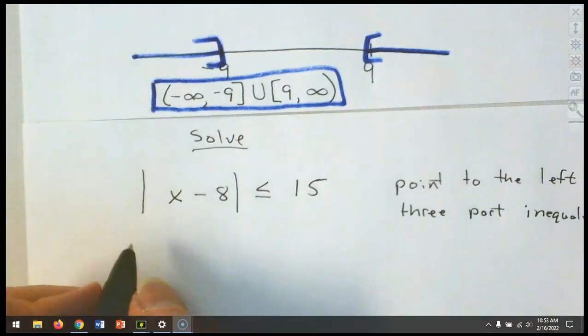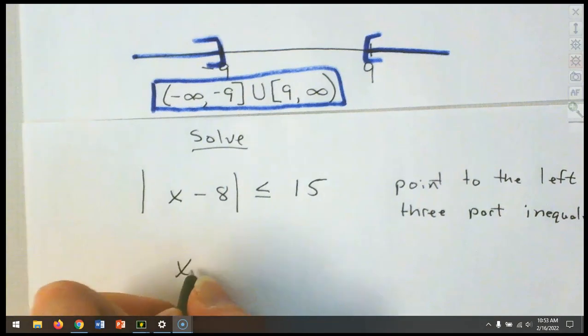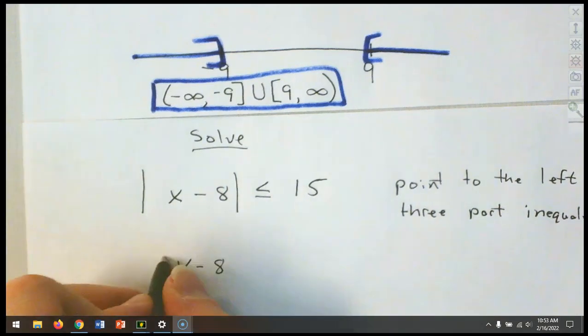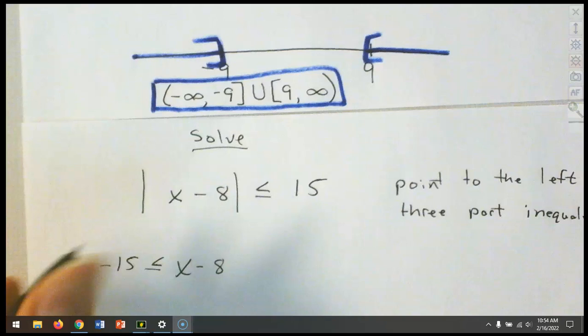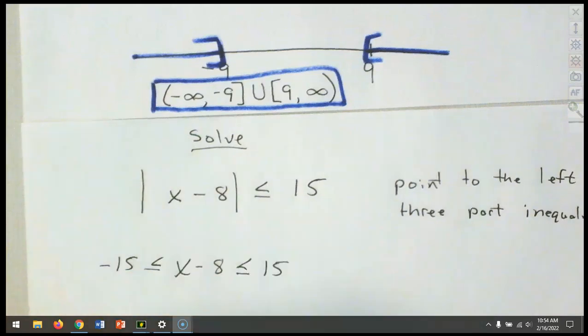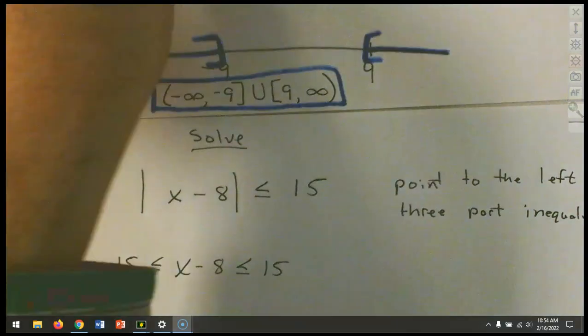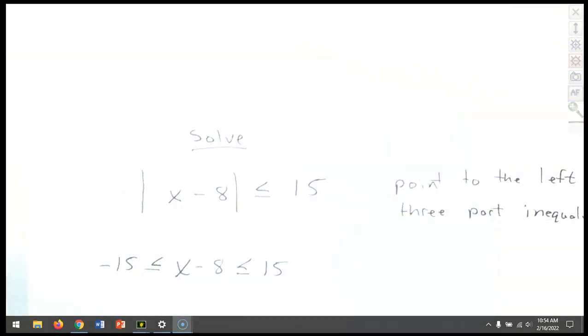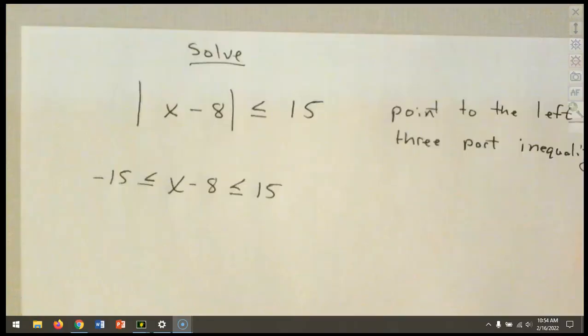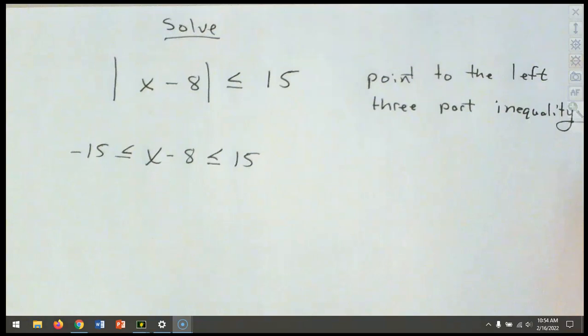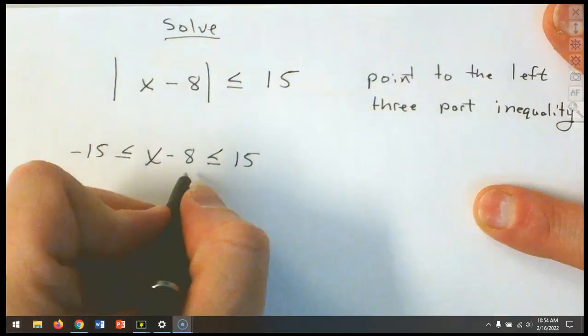So what does our three-part inequality look like? Well, x minus 8 goes in the middle. And then we have a negative 15 and a positive 15. Look, negative is always on the left. That's why the 15 is here. Negative. Okay, so whichever way it points dictates whether it's shaded in the middle or whether it's shaded on the edges. So this one pointed to the left. So this made a three-part inequality.